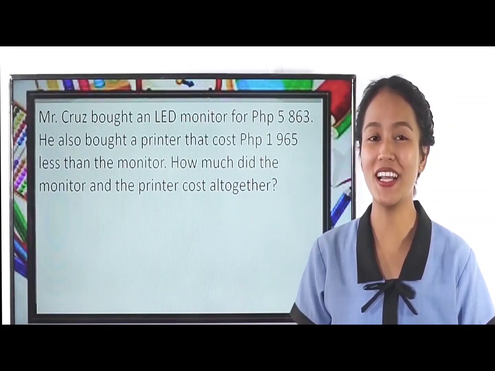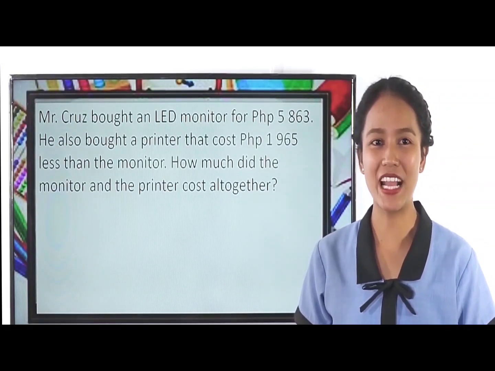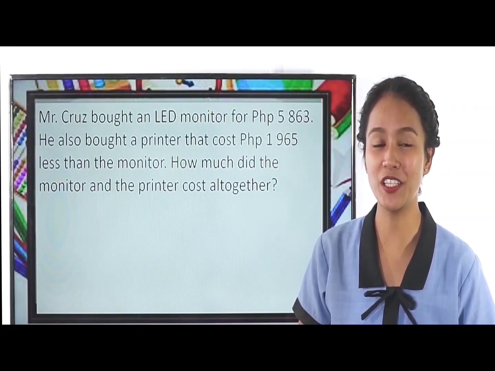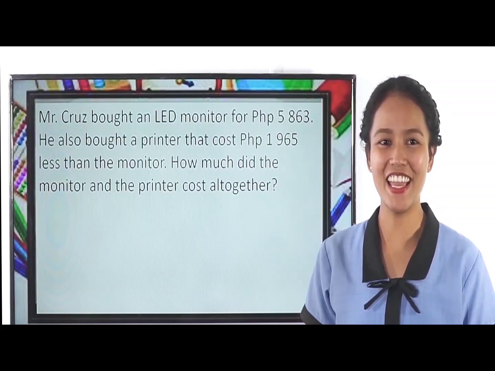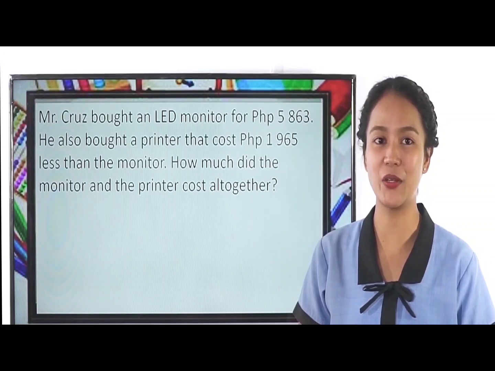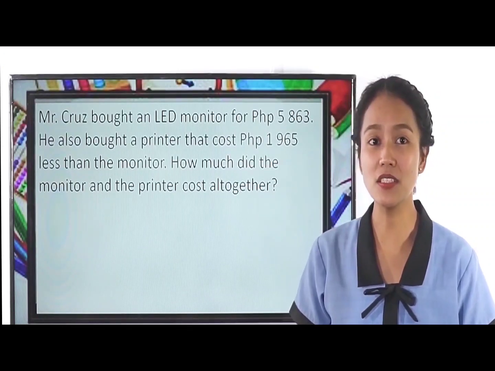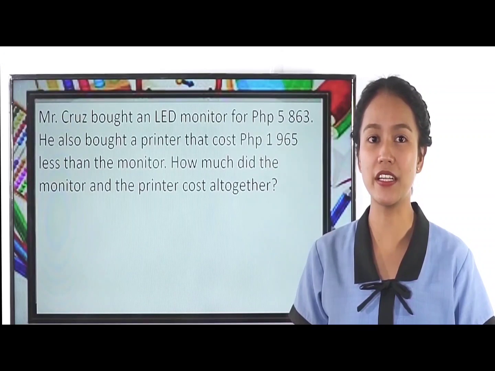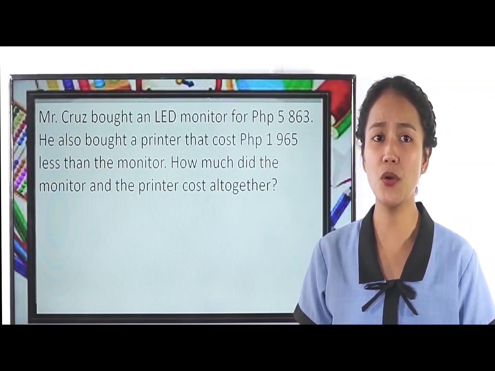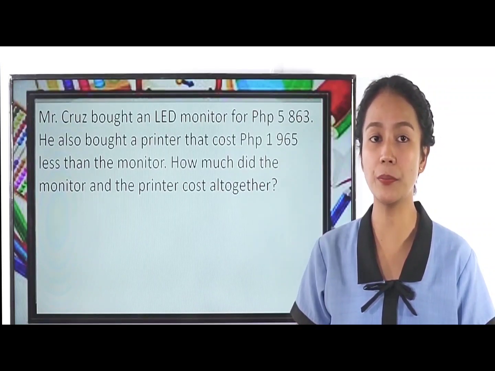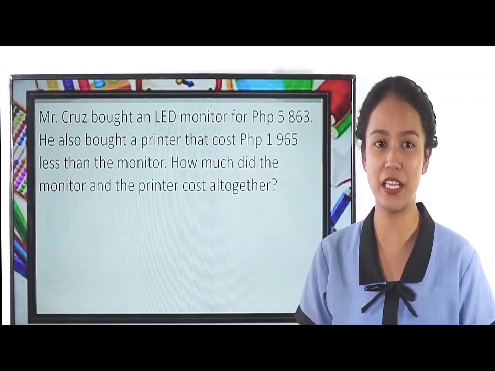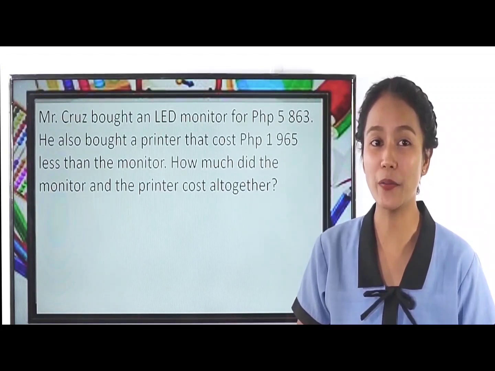What should we do first to answer this? Right, we should understand it first. What do we need to look for in this problem? Yes, we are asked to find the total cost of the monitor and printer. But, based on the problem, the cost of the printer is 1,965 less than the monitor. So, we need to find first the cost of the printer before finding the total cost of the monitor and printer. So, how are we going to find it?